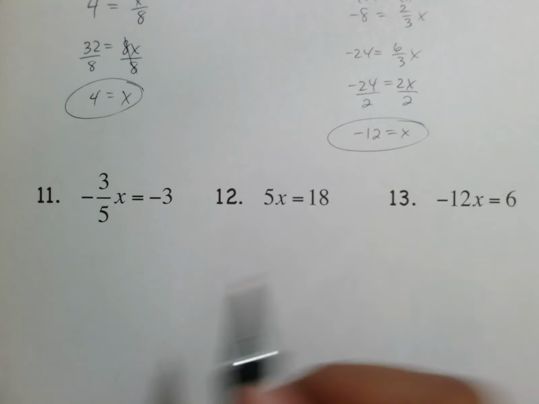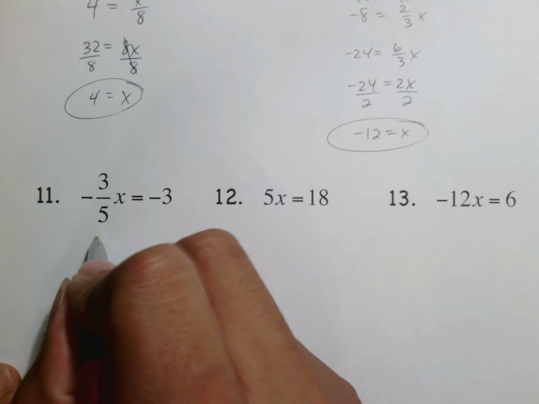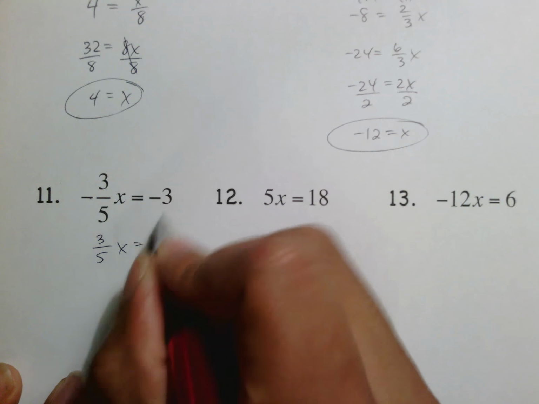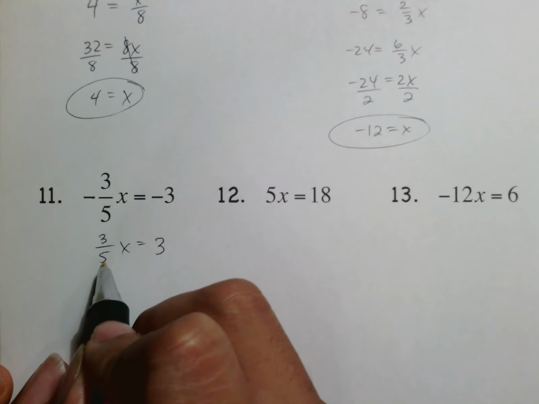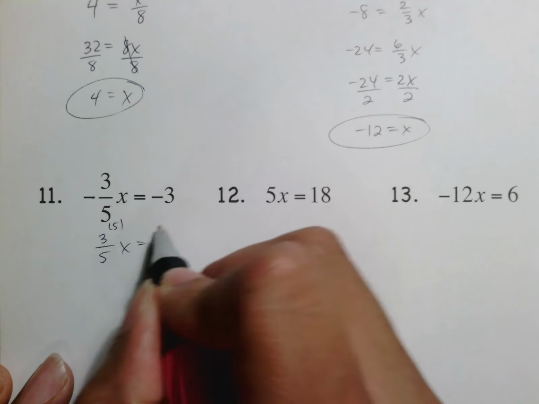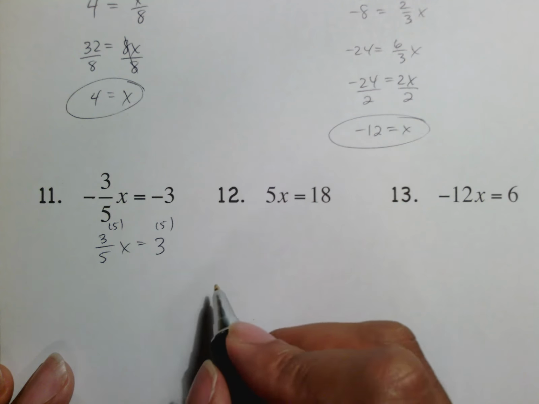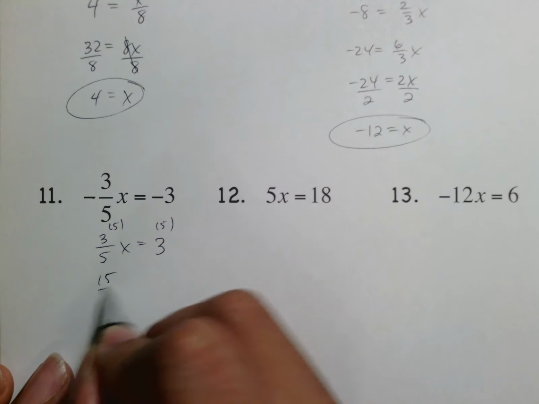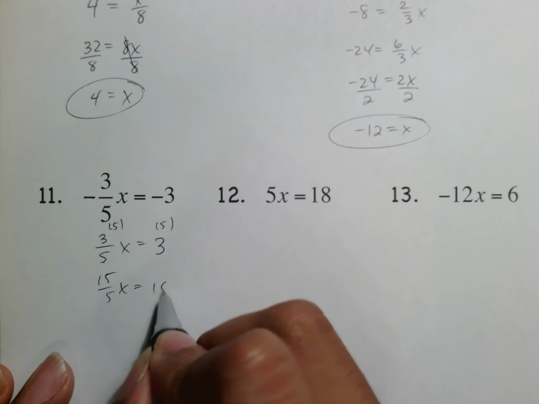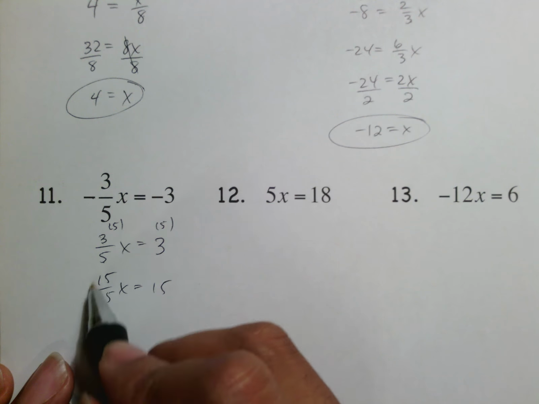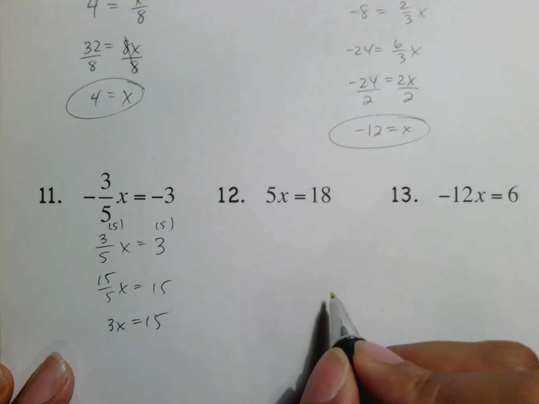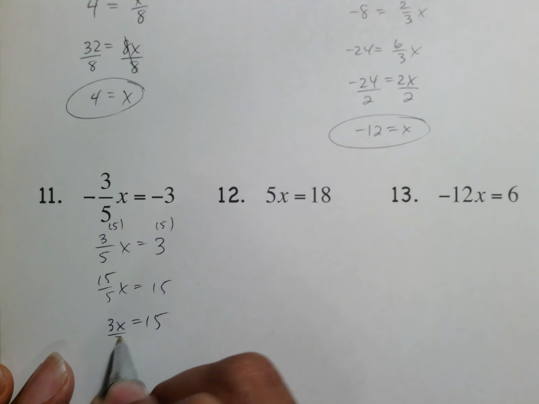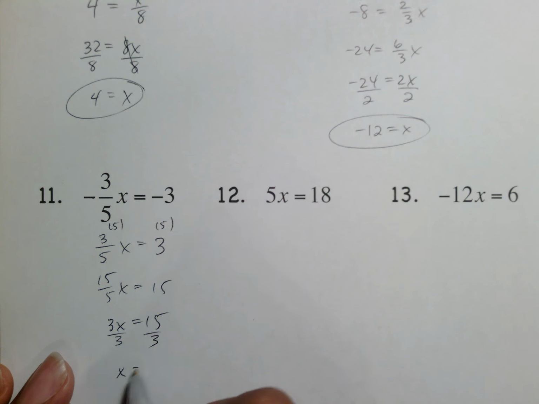But last one here, again, the first thing we don't like is the negative, so we switch both sides. Negative 3 becomes positive 3. The second thing we do is we get rid of the bottom number by multiplying it to both sides. This becomes 15 over 5x equals 15. 15 divided by 5 is actually 3x. And then to get rid of that 3, we simply divide it to both sides, getting x equals 5.